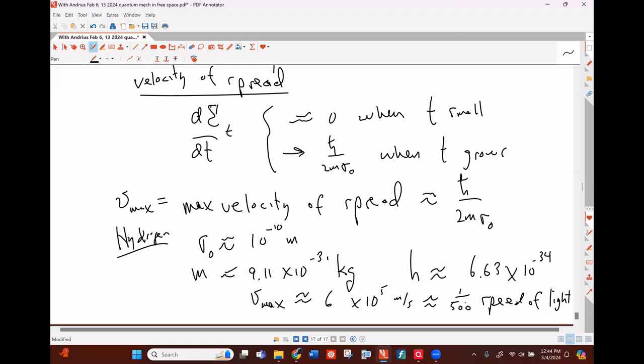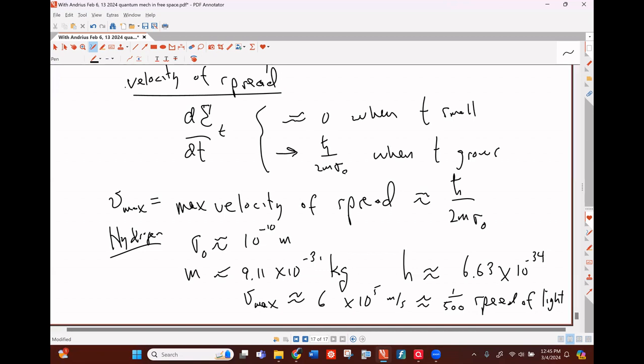We take the speed of light, which is 30 times 10 to the 7 meters per second. We divide by 500, we get 5 times 10 to the 5th meters per second, which is what we have here. No, we have 6 times 10 to the 5th meters per second. So that's not very relativistic, right? It's not super relativistic.